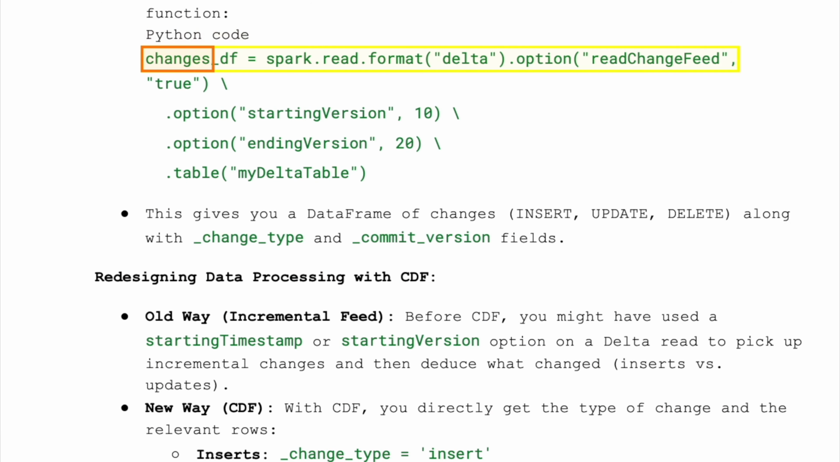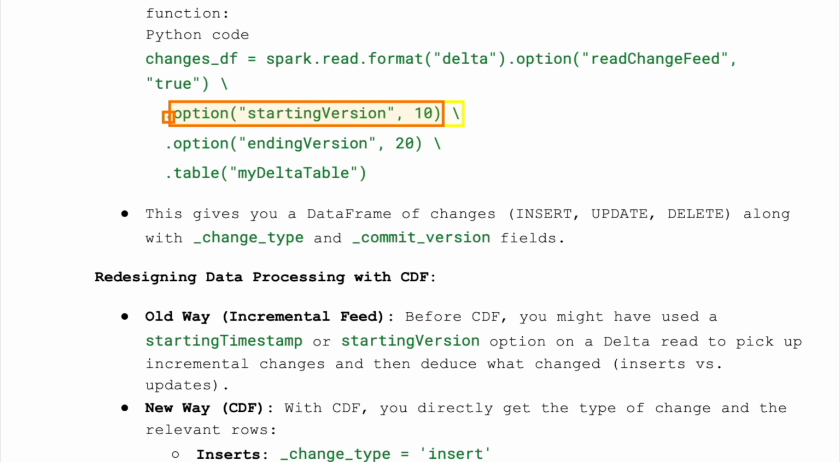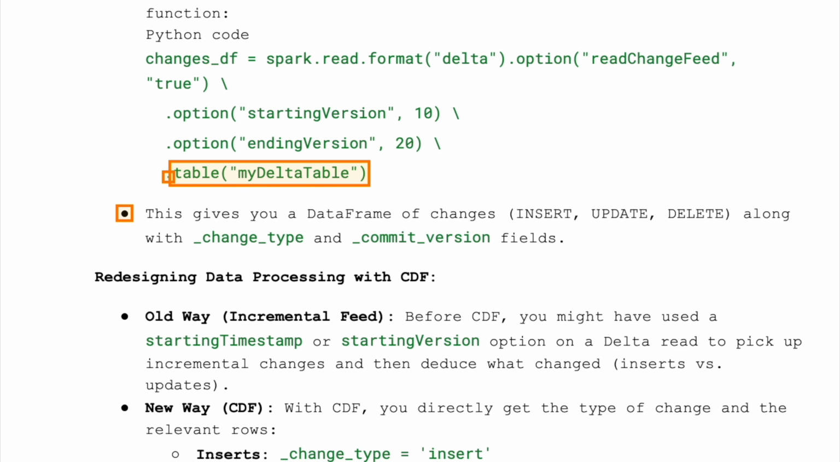Python code: changes_df = spark.read.format("delta") \ .option("readChangeFeed", "true") \ .option("startingVersion", 10) \ .option("endingVersion", 20) \ .table("my_delta_table"). This gives you a data frame of changes: insert, update, delete, along with _change_type and _commit_version fields.